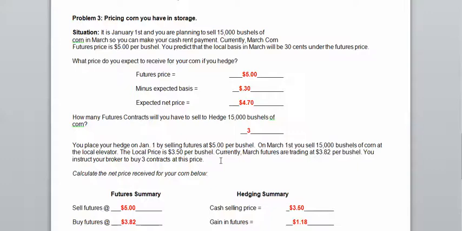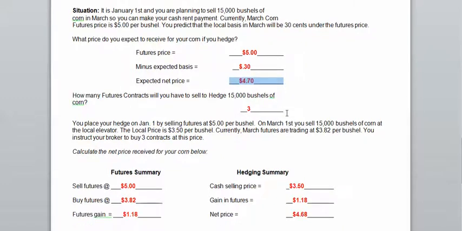Okay, problem 3. This is the same mechanics, same type of math. In this case, though, we have corn already harvested. It's in the bin, in storage. It's January 1st, and we're planning to sell 15,000 bushels of corn in March so that we can make our current rent payment. March corn is trading at $5, so we expect a basis of 30 cents under. What expected price do we have for our hedge? Futures price of $5, basis expected to be 30 cents. So our expected net price is $4.70 a bushel.